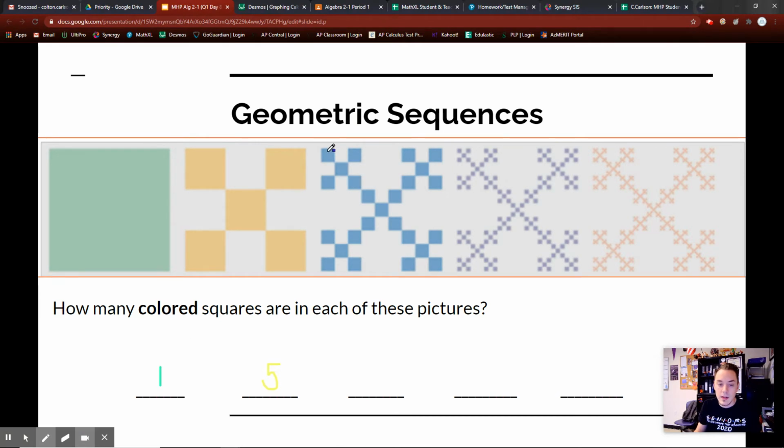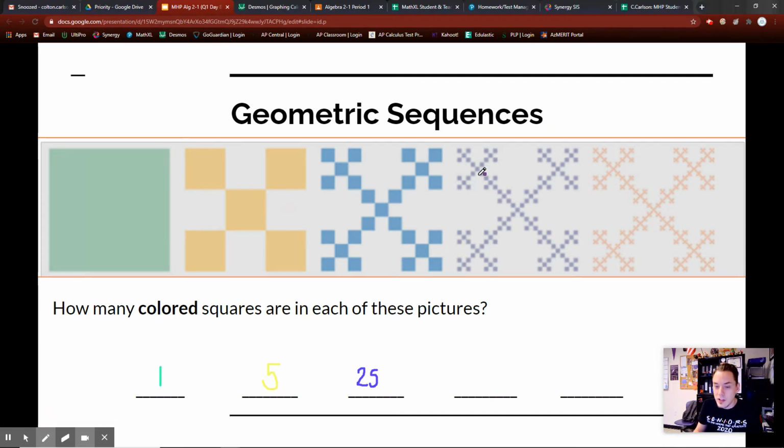Okay. Now, what about for the blue? Think about it. 1, 2, 3, 4, 5, and there's 5 groups of those 5. So what is it? Well, 5 times 5 gives me 25. Okay. Now, what about this one right here?